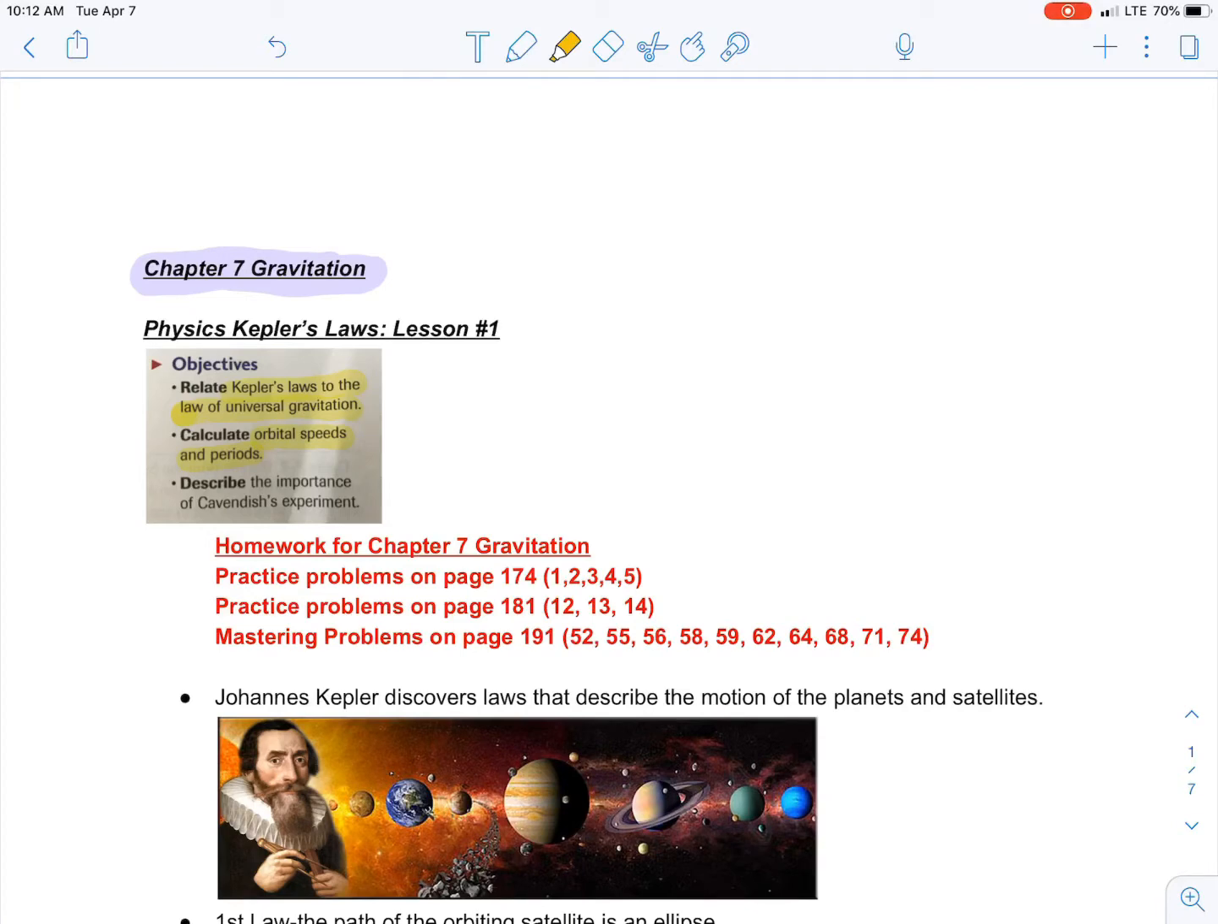It says we're also going to talk about the importance of Cavendish's experiments. I'll mention that really quick, but it's not really something we're going to dwell on. Okay, so let's go on.